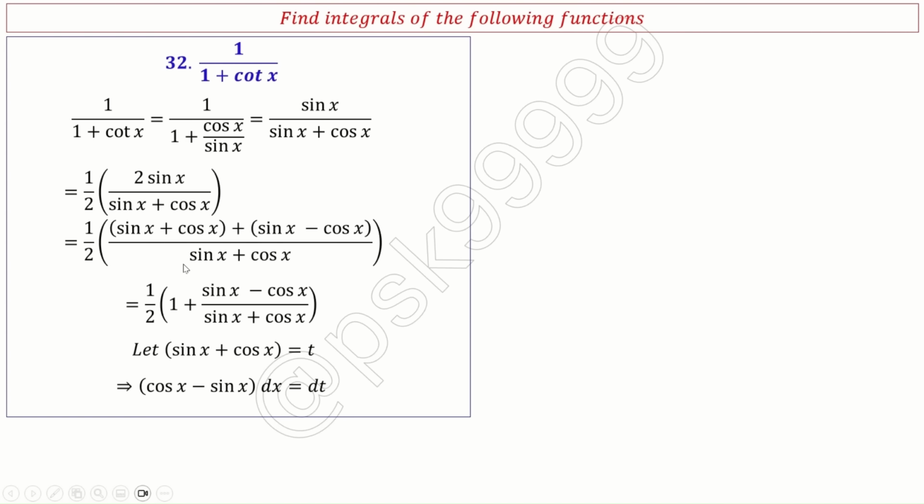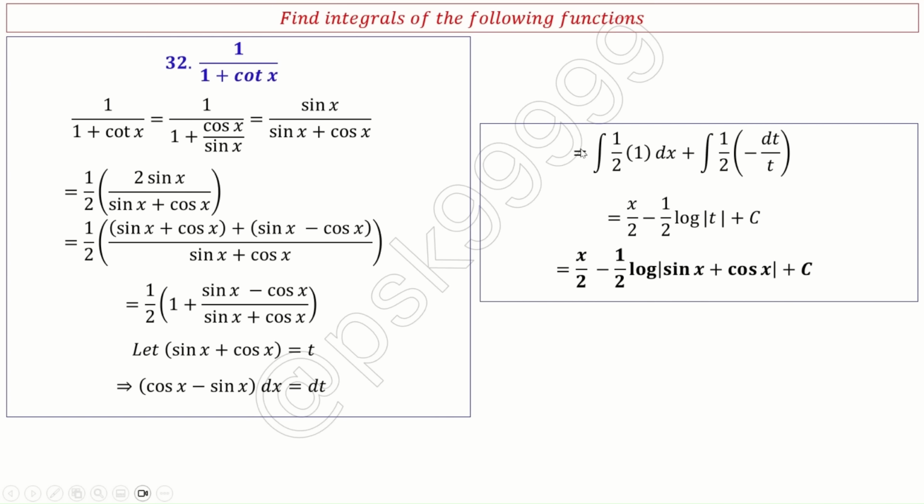So first thing I am doing is simplification using trigonometric methods. So this is nothing but half into 1 plus sin x minus cos x by sin x plus cos x. Now I know how to do this part. If I apply integration, this is half integration of 1 dx, which is x by 2. Then integration of this whole expression: if I take the denominator as t, then the numerator, that is cos x minus sin x into dx, is my dt.